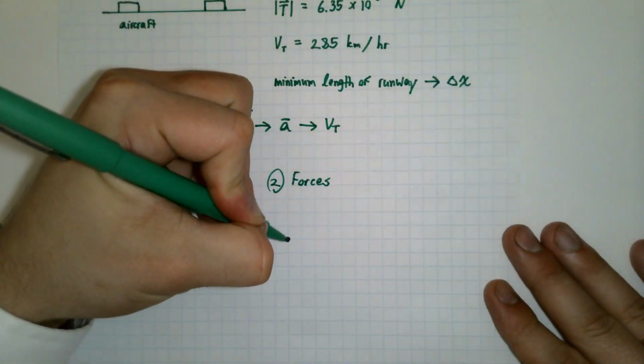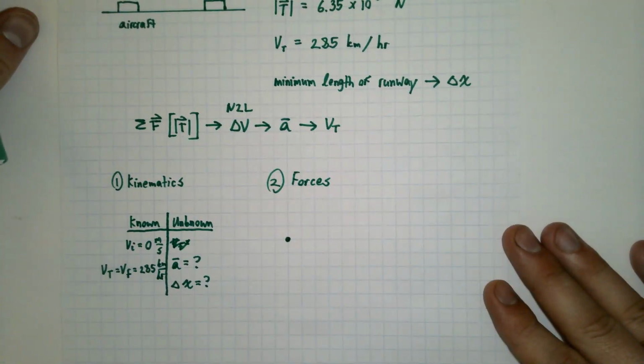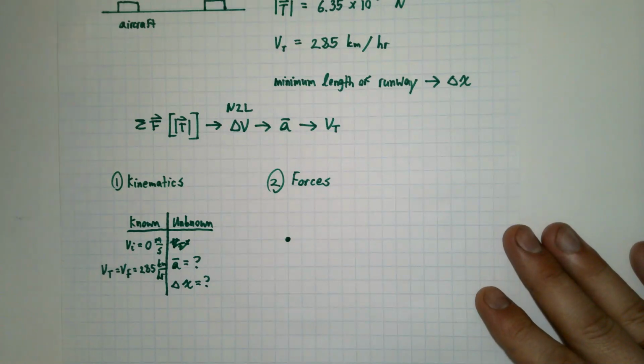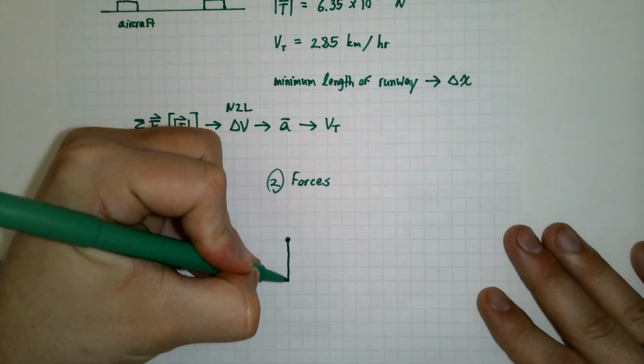To start, we'll use a free body diagram. To start our free body diagram, we draw a dot. The dot represents our object that we're analyzing, in this case, the aircraft. What forces are acting on the aircraft as it moves along the runway? Well, we have the weight, of course, of the aircraft.